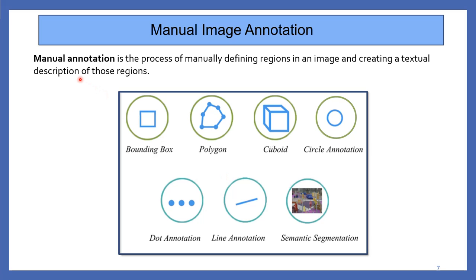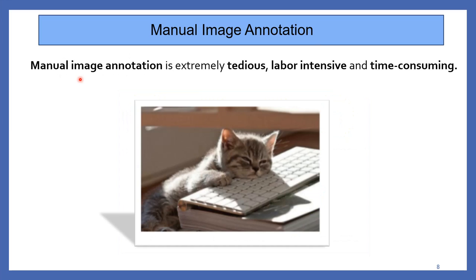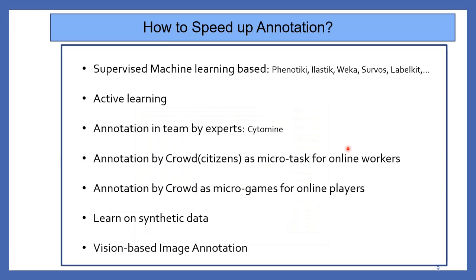Usually, image annotation is done manually by defining regions in an image and creating a description of those regions. However, providing this annotated data manually is a tedious, labor-intensive, time-consuming, and very expensive task. Depending on the machine learning task, it needs concentration to ensure the quality and accuracy of annotated data. Due to all these challenges, people are thinking about how to speed up this process.